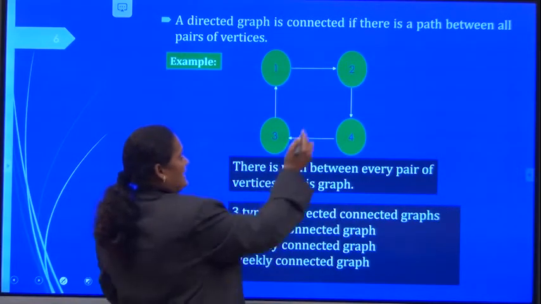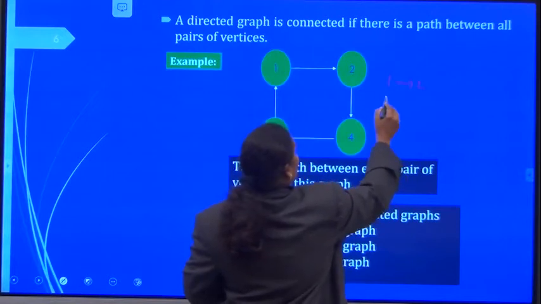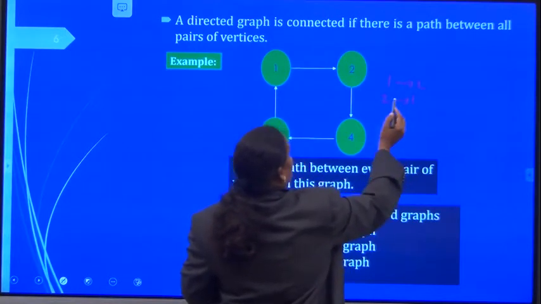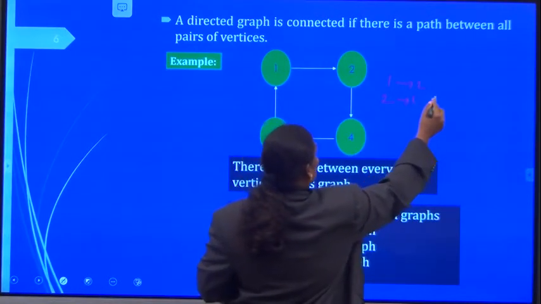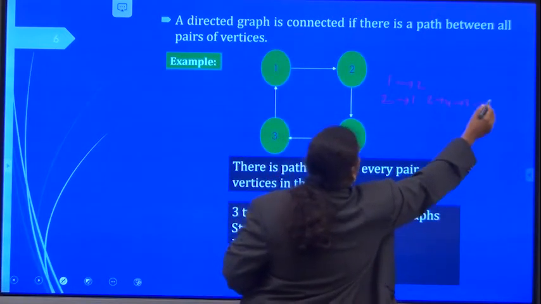Let us observe this graph. Here there is a path from 1 to 2 and there is a path from 2 to 1 also. How can we reach 2 to 1? We can move 2 to 4, 4 to 3 and 3 to 1.